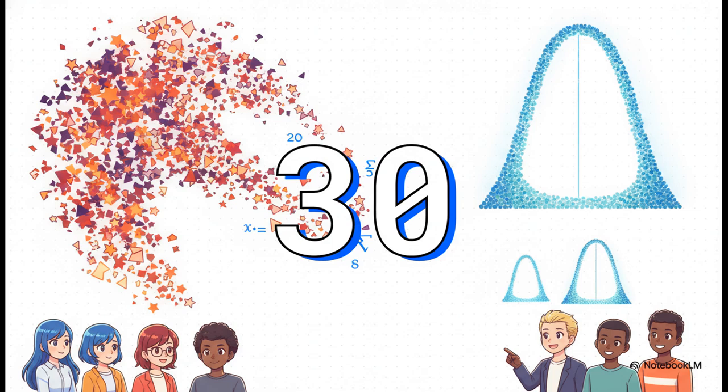But here's a really fascinating detail. Recent Monte Carlo simulations ran tests on highly skewed data. They found that to truly achieve a reliable normal distribution for that super weird data, you might actually need a sample size closer to 200. So 30 is a great default guideline, for sure. But the weirder the data, the larger the sample you're going to need.